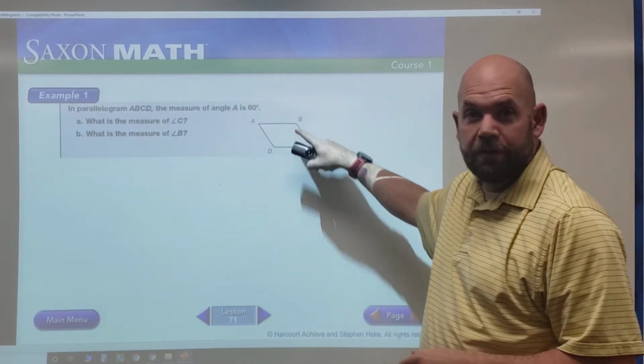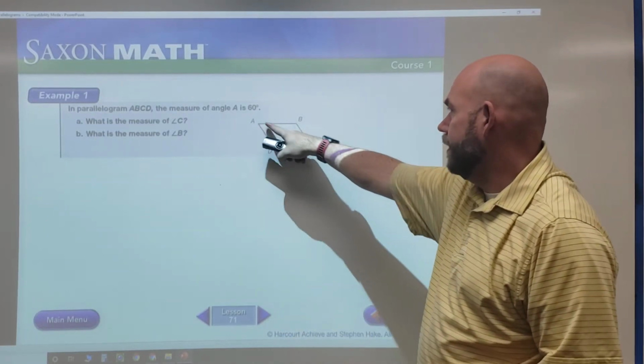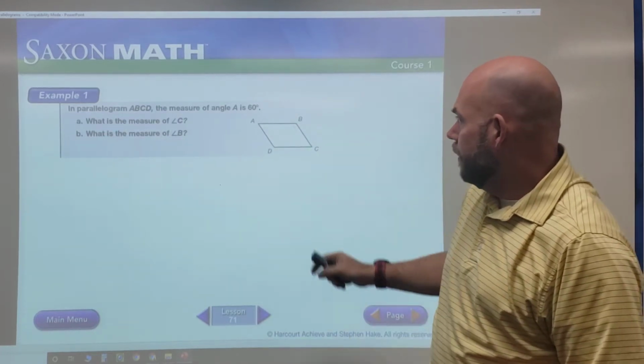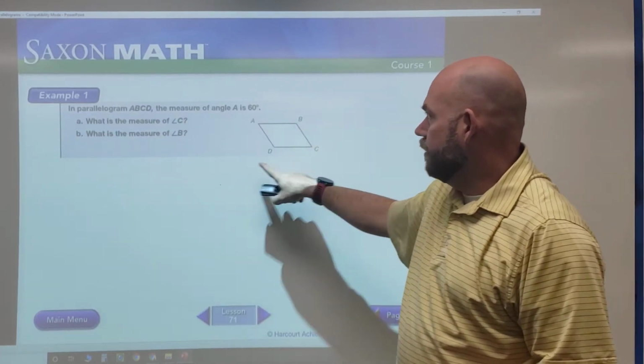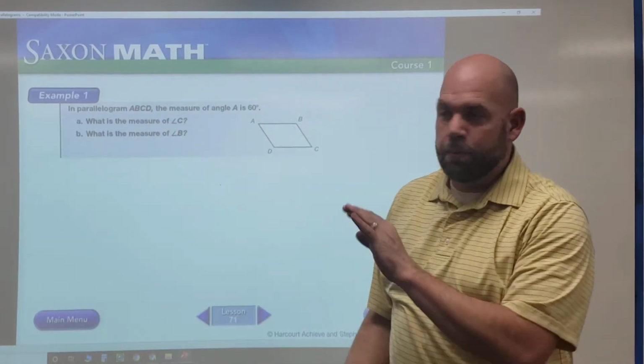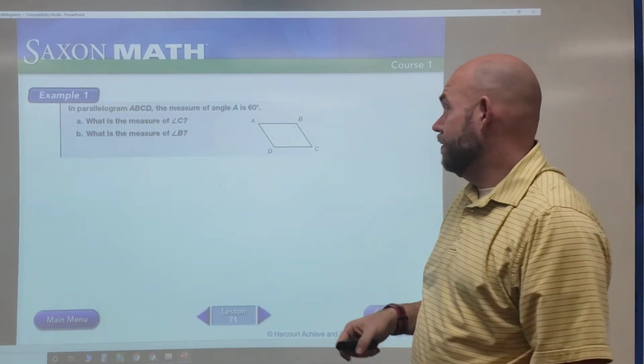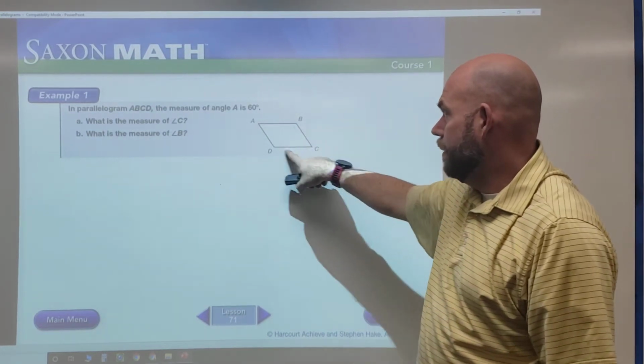This is a parallelogram. We know because it has two sides that are parallel. That's parallel, and then that's parallel. In this parallelogram, A, B, C, D, that's what we call it. We don't have to put a line over it or anything. We just put all those letters together. We know that's representing our parallelogram.